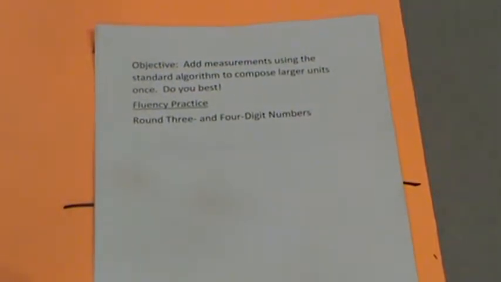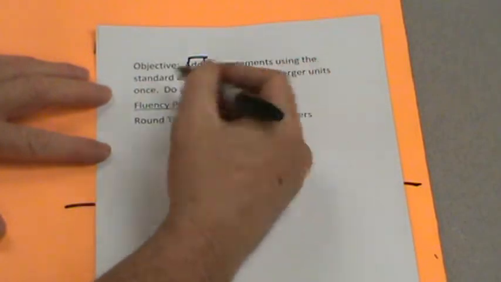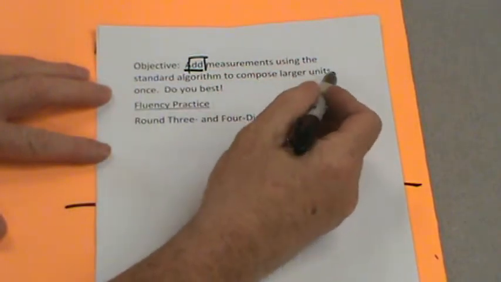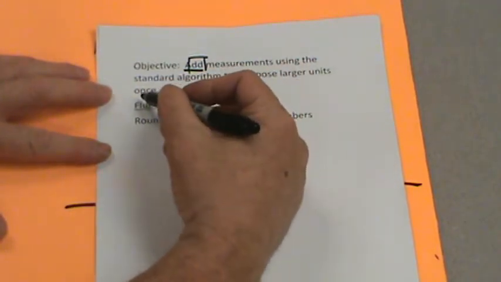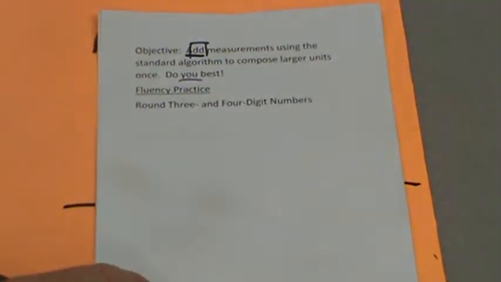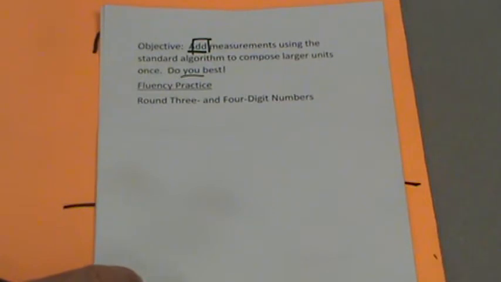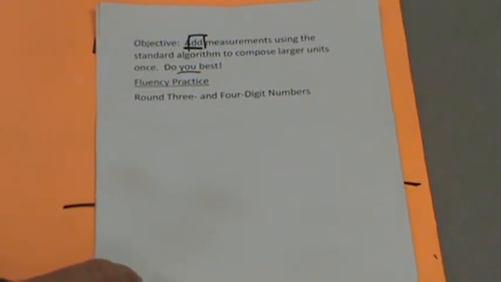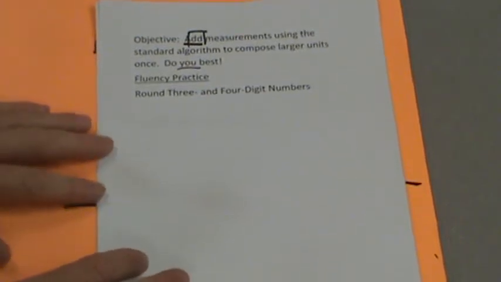Let's go right to it and get to our objective. I'm going to add measurements, so we're going to be adding today using the standard algorithm to compose larger units. Do your best. We're going to start with a fluency practice, and it says round 3 and 4 digit numbers. Remember, we were doing this on Friday. It's a little review of lessons 13 and 14.